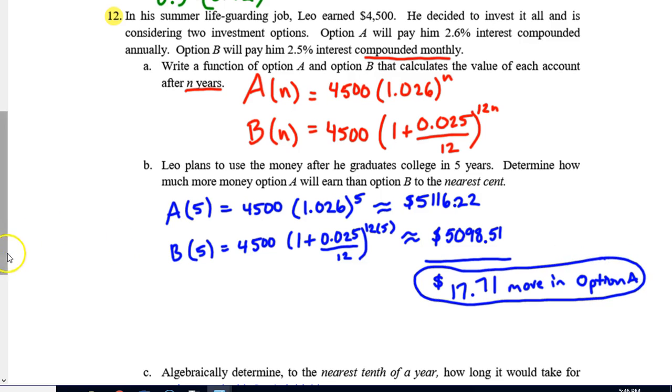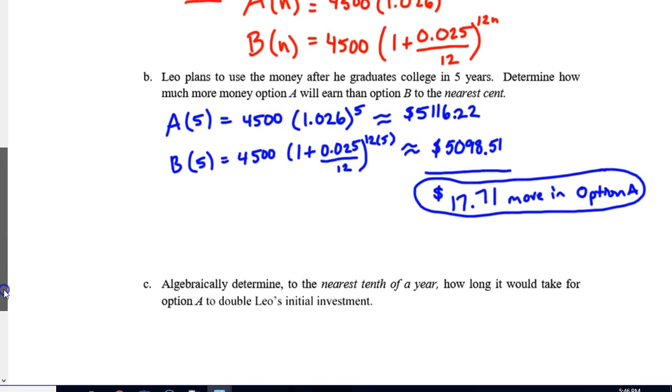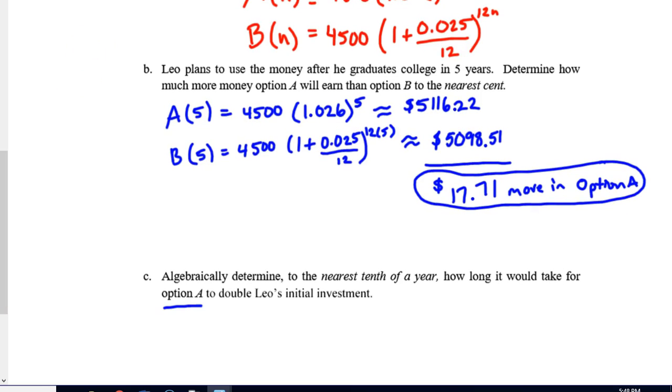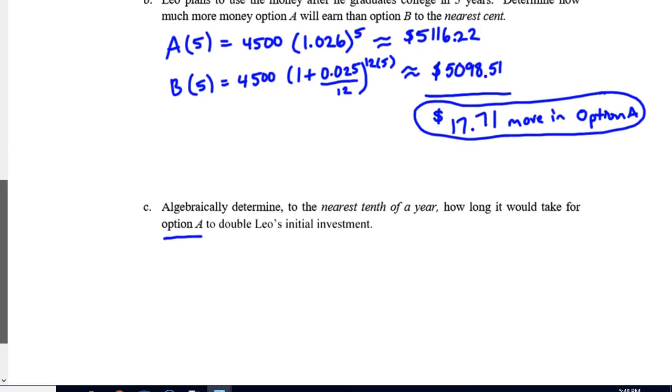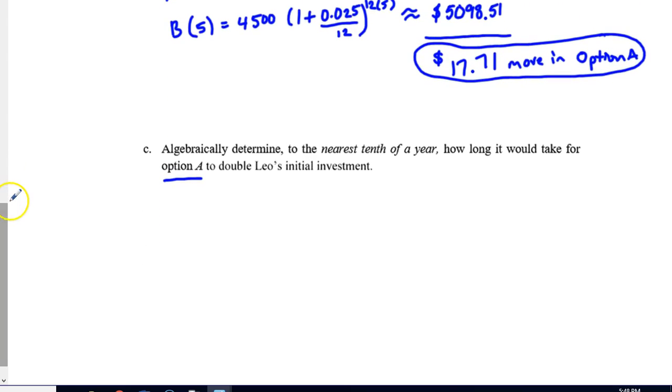Final question says, okay, how long is it going to take for his money to double? So think about that one for a little bit and then play the recording when you've got it worked out or you need some help. Okay, so hopefully you thought about that. You're not just writing down what I'm writing. Use your brain here. Let yourself think. What's double that investment going to be?